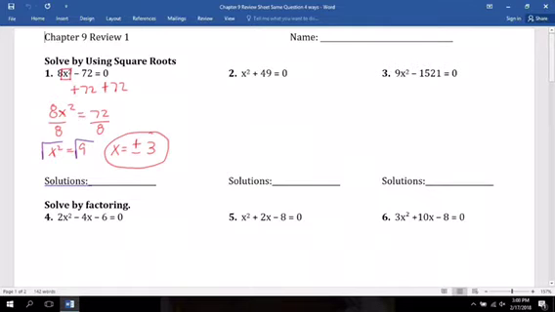Question 2, you'll do the same thing, except this time we've got to move the 49 to the other side by subtraction. So we'll subtract 49 from both sides. Here we've got x squared equals a negative 49. The only issue here is when we try to put negative 49 square rooted into our calculator, we get an error because we cannot square root a negative number. So this ends up being no solution.